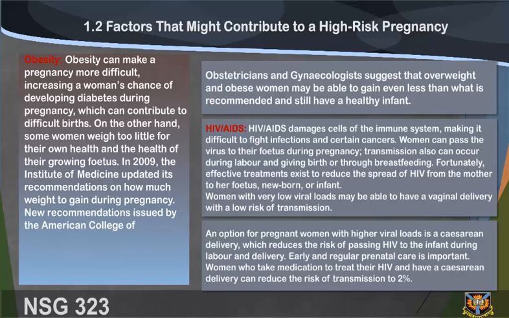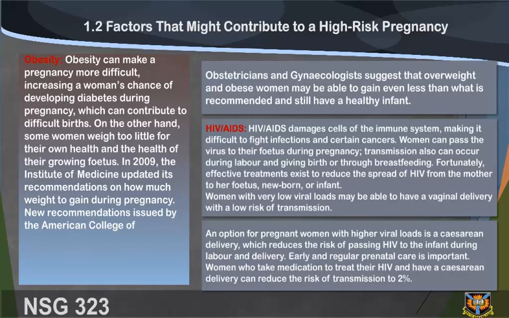HIV/AIDS. HIV/AIDS damages cells of the immune system, making it difficult to fight infections and certain cancers. Women can pass the virus to their fetus during pregnancy. Transmission also can occur during labor and giving birth, or through breastfeeding. Fortunately, effective treatment exists to reduce the spread of HIV from the mother to her fetus, newborn, or infant.